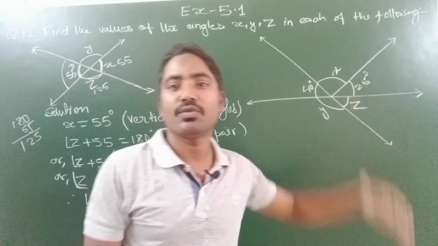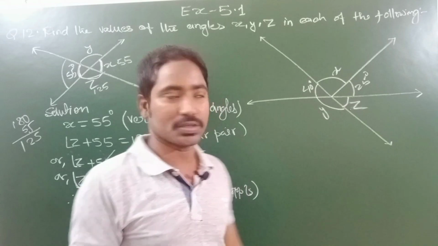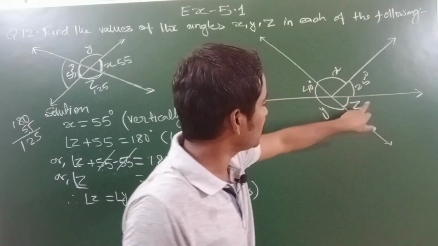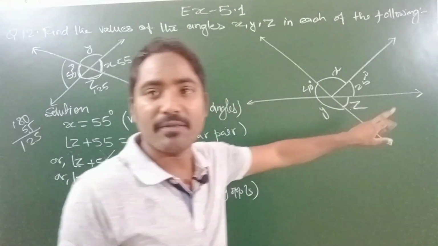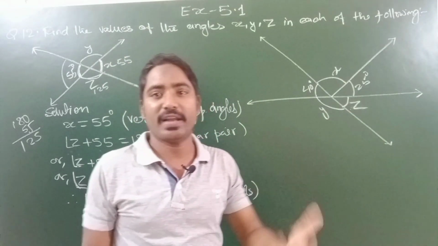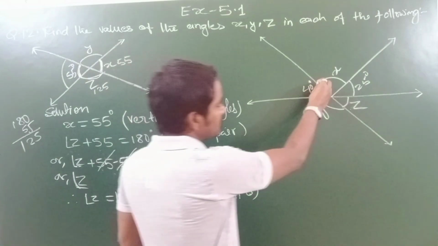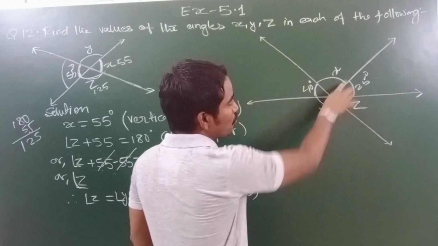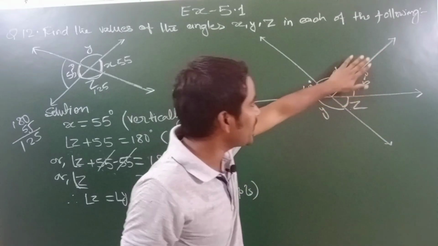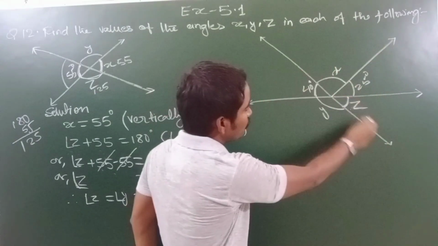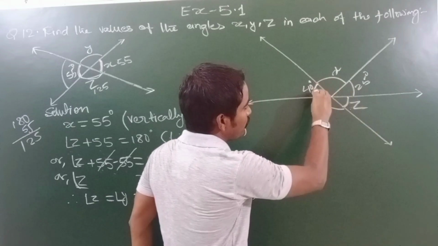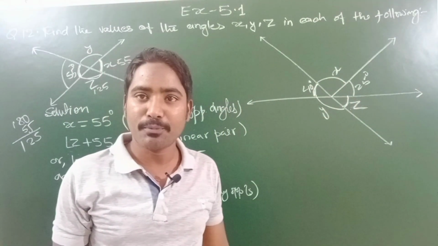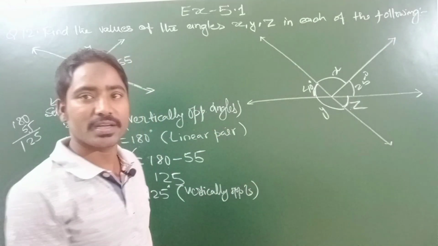Now moving to next, segment number 2 students. Okay, now here see we are having x, here y and here z. So one by one we will calculate all these values. Now see here this 40 and this z. Okay, don't see this line, you only have to look at this line and this line. So this 40 degree and this angle z, are they not vertically opposite angles? Yes, they are vertically opposite angles.